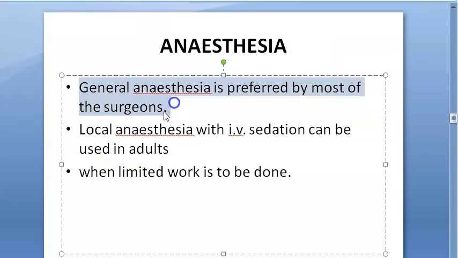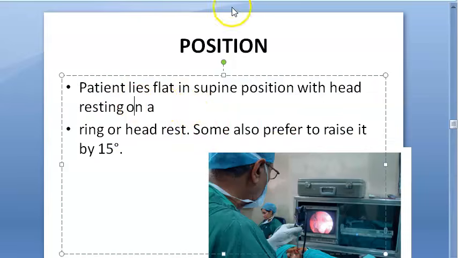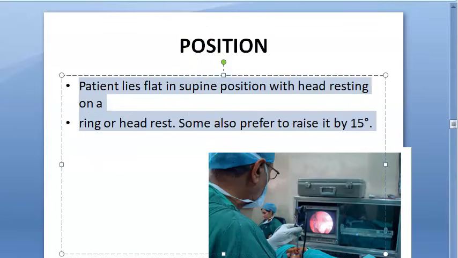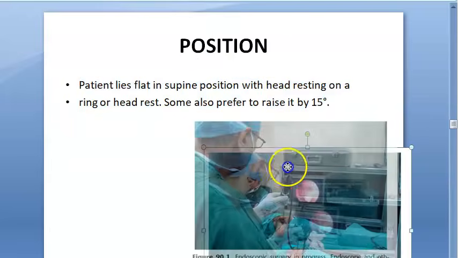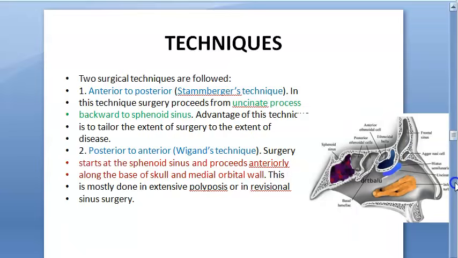Anesthesia is usually general, but if it is a minor procedure and limited work has to be done, local anesthesia can be given. For position, the patient will lie supine. If you want, the head can be elevated by 15 degrees. This is the FESS in progress.